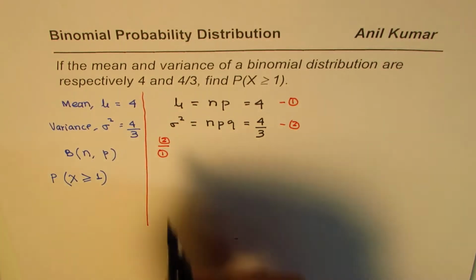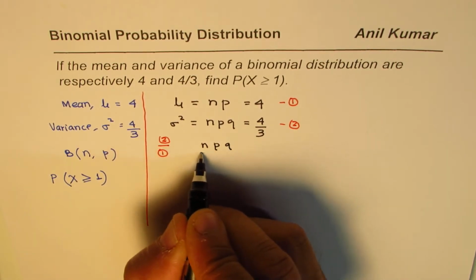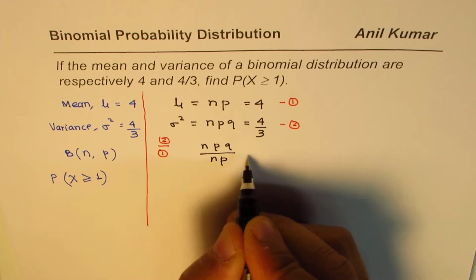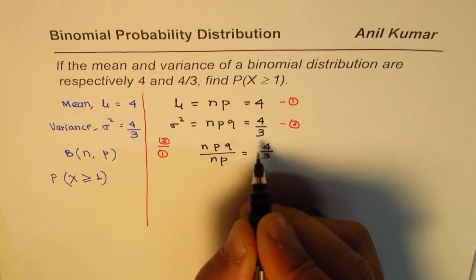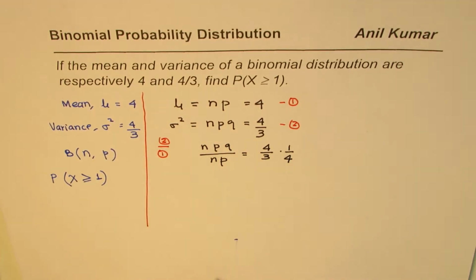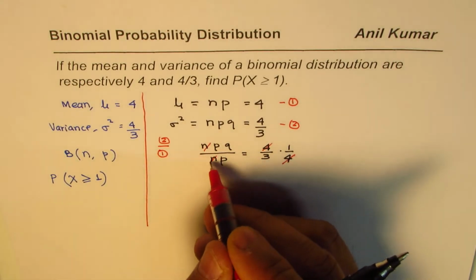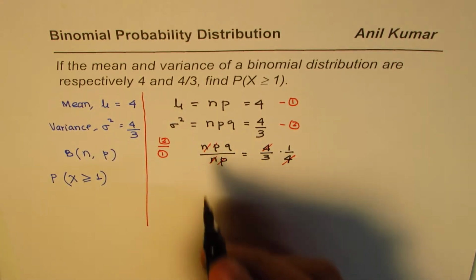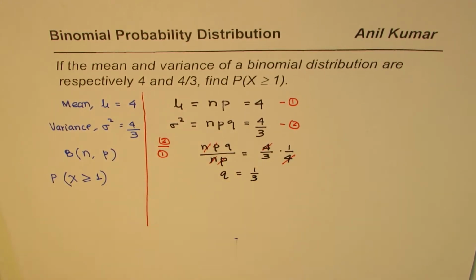Once you do that, you get npq divided by n and p, and you get npq is 4 over 3, divided by 4, which means times 1 over 4. Now you can clearly see 4 and 4 cancel, n and p cancel. So you are left with q equal to 1 over 3.